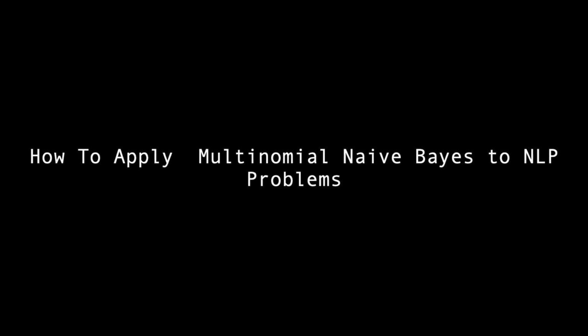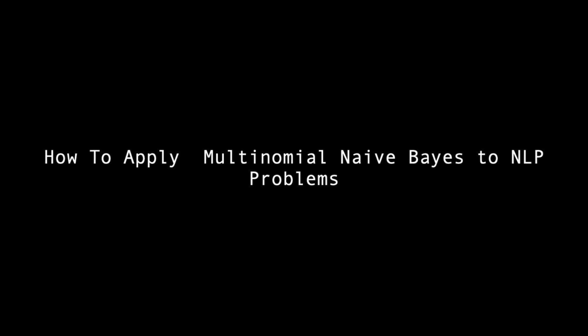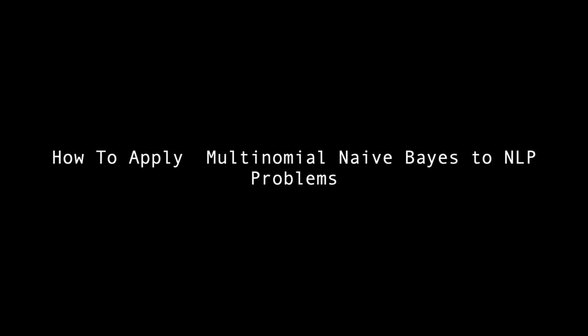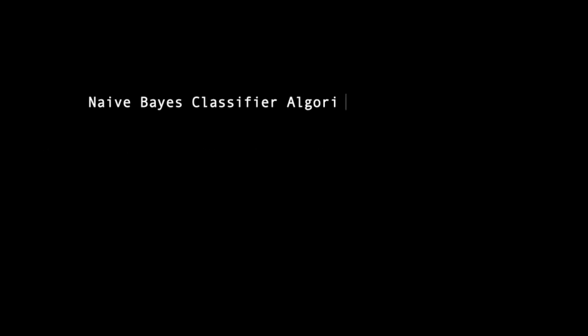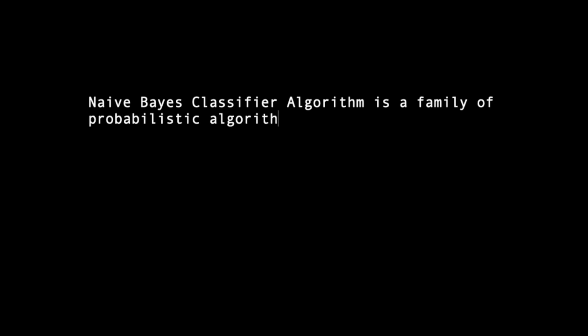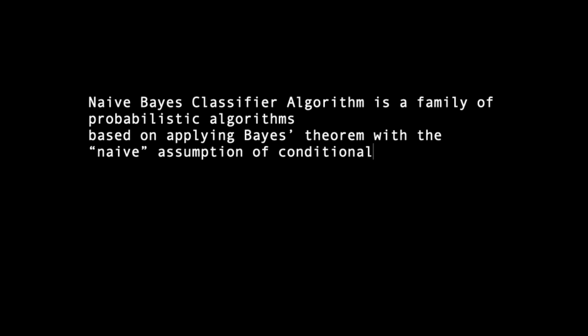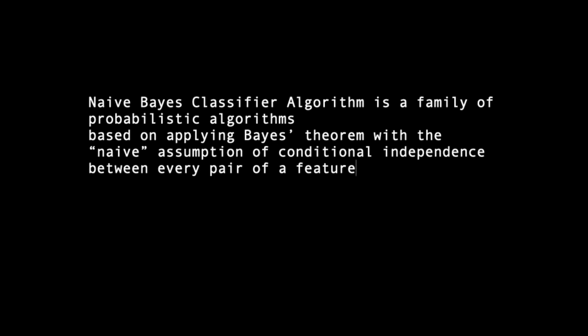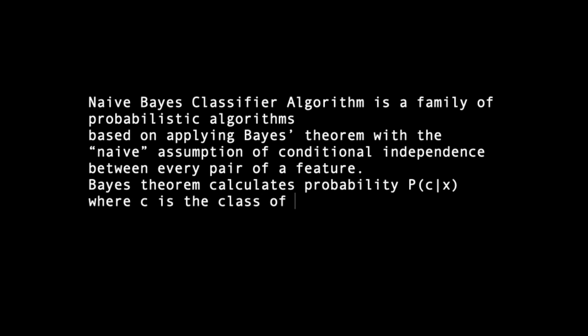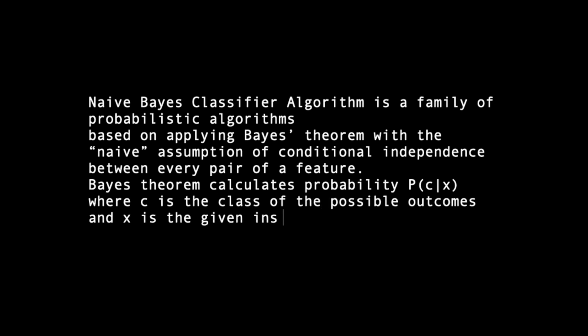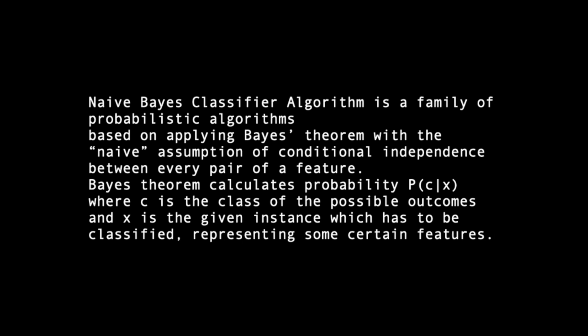Today we are going to learn how to apply multinomial naive Bayes to NLP problems. Naive Bayes classifier algorithm is a family of probabilistic algorithms based on applying Bayes' theorem with the naive assumption of conditional independence between every pair of features. Bayes' theorem calculates probability P(C|x), where C is the class of the possible outcomes and x is the given instance which has to be classified, representing some certain features.